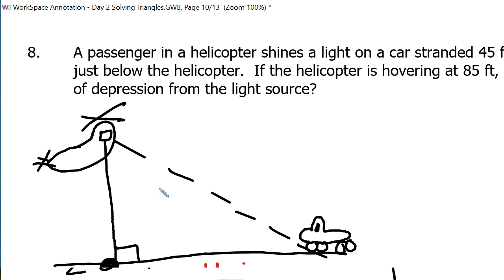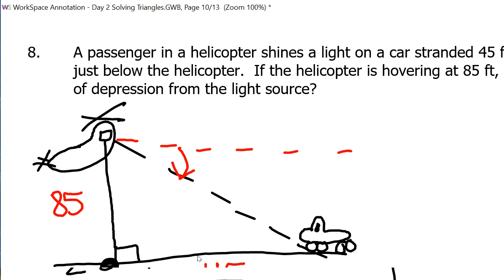And then they tell us that the helicopter is hovering 85 feet above ground. So this distance would be 85 feet. And we want to know, what is the angle of depression? Now, angle of depression, is that the angle coming up from the horizontal line or the angle coming down from the horizontal line? Down. So I need a horizontal line on my light source. So the angle that comes down, let's talk about this angle right here.